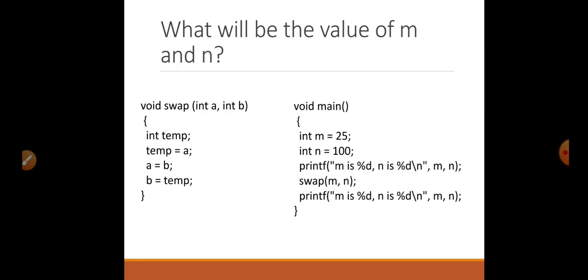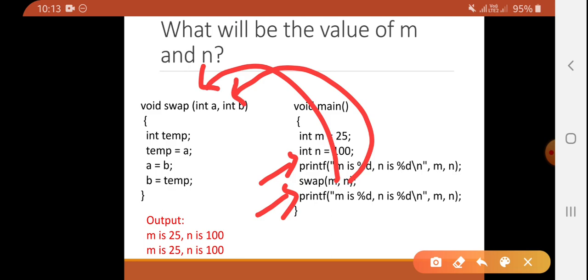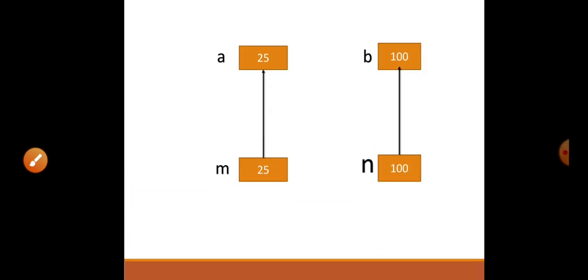Okay, so the answer is m is 25 and n is 100 before the swap function. Even after the swap function, the values of m and n remain as they are. What happened here? The value of m will be copied into a, and the value of n will be copied into b. Whatever swapping is done in the function is on a and b, not on variables m and n. So after executing the swap function, this line will print the value of m and n, that is 25 and 100, not 100 and 25. So initially the value of m is 25 and n is 100.